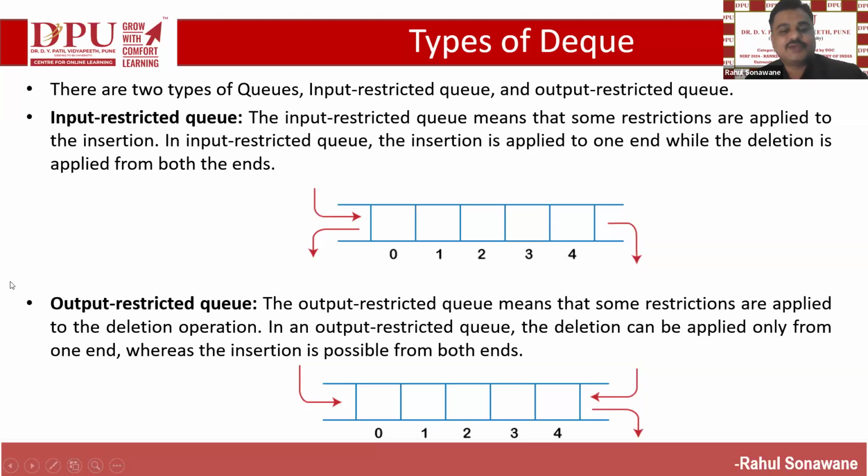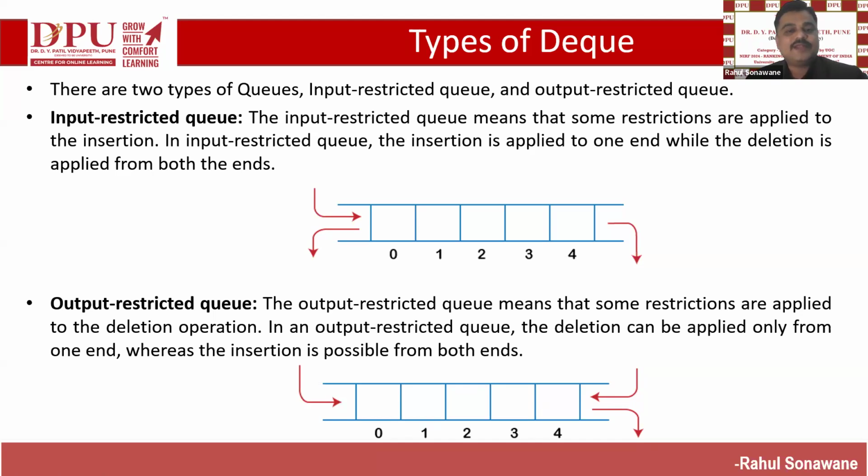Now the output restricted queue. You can see we can insert the element from both ends, but there is a restriction over the dequeue operation. So in the output restricted queue, deletion can be applied only from one end. For this example, the rear end is only used for removal of the element, but you can insert the element from the front as well as from the rear.